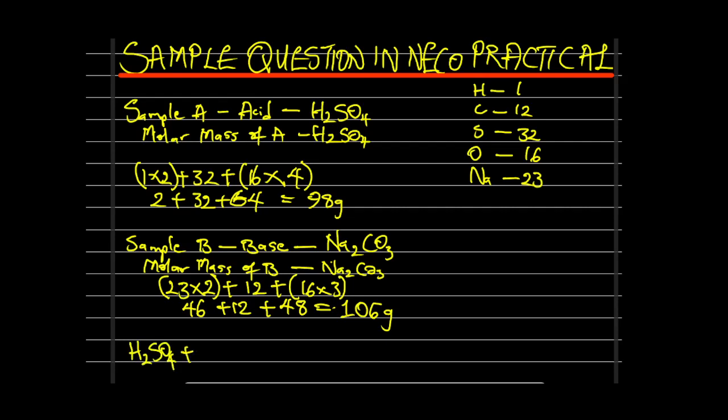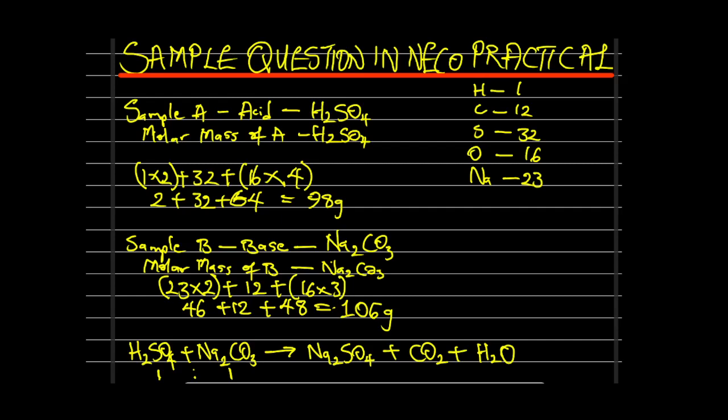H2SO4 plus sodium carbonate. Since it's an acid and a base, it is a neutralization reaction, so we'll be having sodium sulfate, plus carbon dioxide and water given off. So we have it in a ratio of 1:1. Yes, our acid to our base is in a ratio of 1:1.